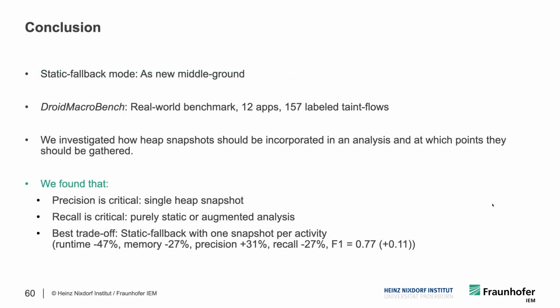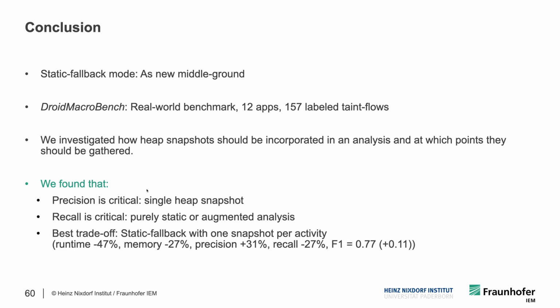So just to conclude, we have proposed in this work a static fallback mode as a new middle ground. That turns out to be quite useful because it can give you a relatively precise but also soundy configuration, with a pretty good recall. We put out this new benchmark, DroidMacroBench, which is useful for follow-up works in the space. And we investigated how heap snapshots could be incorporated into an analysis and at which points they should be gathered.